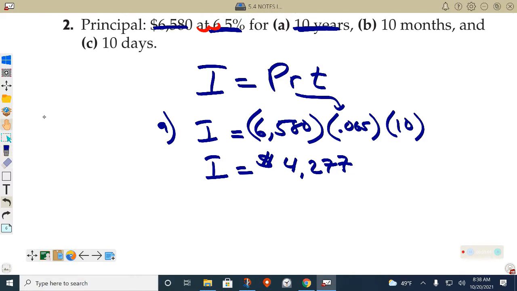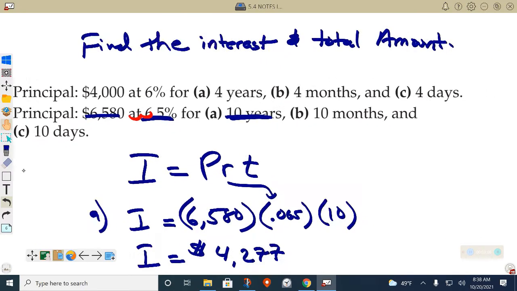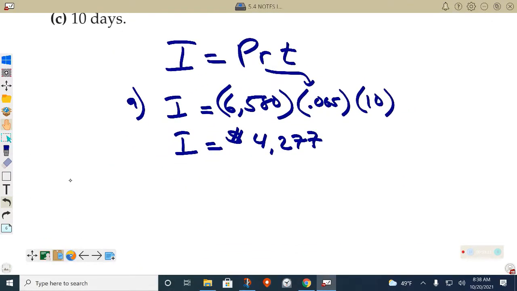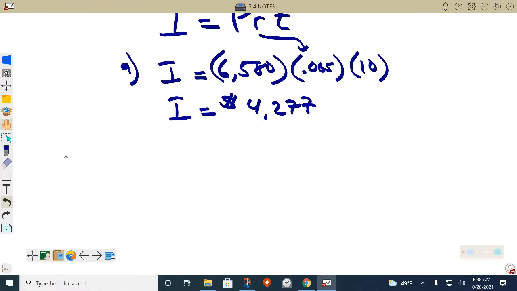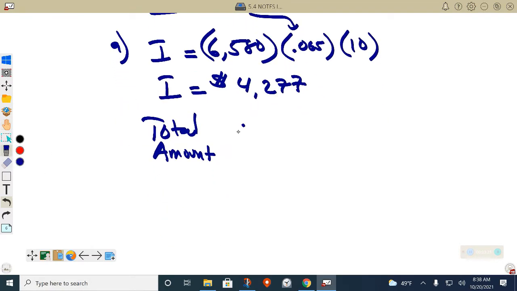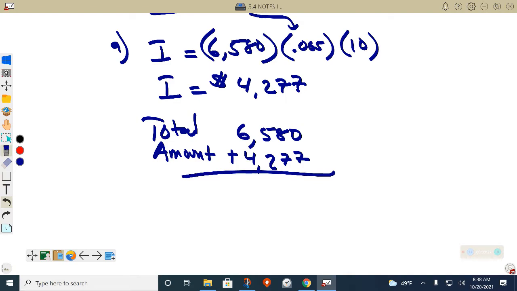But not only do I want the interest, I want the total amount in the account. So if it grew at 4,277, what's the total amount? Here we go. Total amount then in the account, if I just left the money there, would be the principal plus the interest. The principal was 6,580. 6,580 plus the interest now is 4,277. The total amount then is going to be in the account.